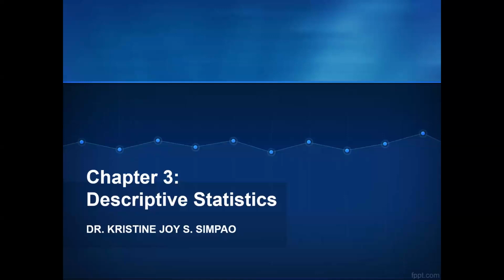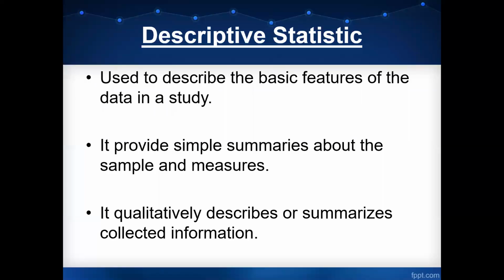So today we are going to discuss descriptive statistics. Last time, we mentioned the two general categories or kinds of statistics: one is descriptive and the second one is inferential. But for today, we are just going to concentrate on descriptive statistics. Like what Emmanuel had mentioned, descriptive statistics is more on describing the numbers, describing the quantitative, and it summarizes the collected information.